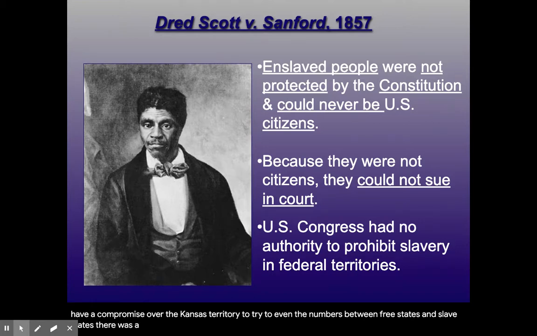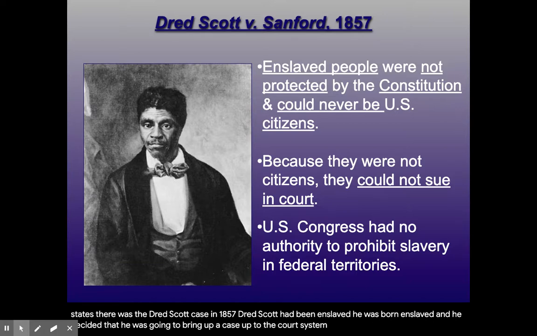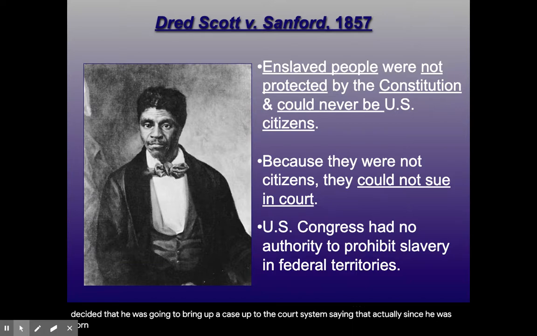There was the Dred Scott case in 1857. Dred Scott had been enslaved. He was born enslaved, and he decided that he was going to bring a case to the court system saying that actually, since he was born in the United States, that means he is a citizen, and slavery is against his rights as a citizen, against the Constitution.